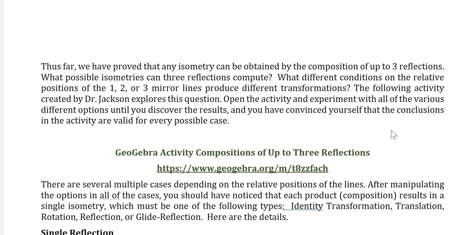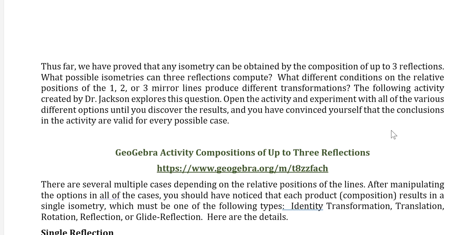Thus far, we have proved that any isometry can be obtained by the composition of up to three reflections. What possible isometries can three reflections compute? What different conditions on the relative positions of the one, two, or three mirror lines produce different transformations? The following activity that I created explores this question. If we open this activity, I encourage you to open it yourself and experiment with the various different options until you can discover the results, and you have convinced yourself that the conclusions in the activity are valid for every possible case.